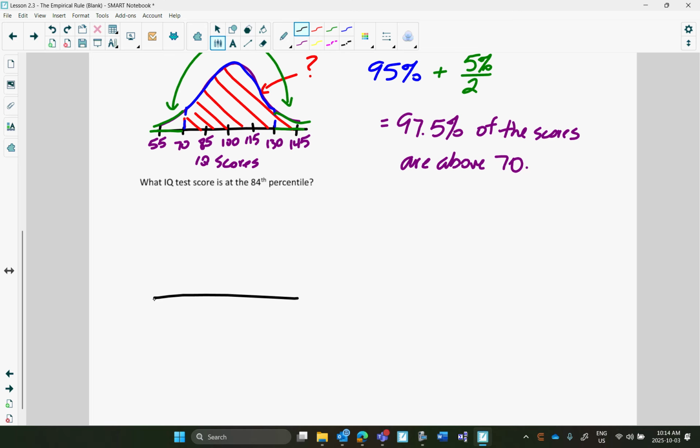Again, I've got to draw my distribution. IQ scores, students often forget the label. Notice. They remember to label the values of each notch, but forget to label the horizontal axis.